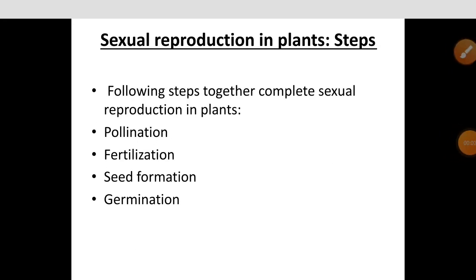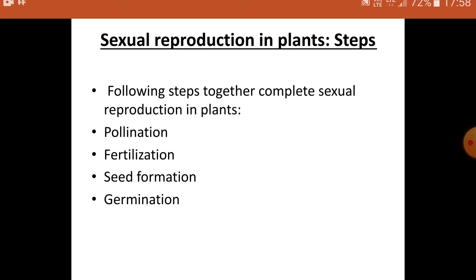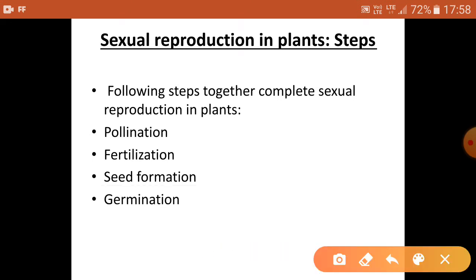Good morning, students. Today we will discuss sexual reproduction in plants. There are various steps involved in sexual reproduction in plants. The major steps are pollination, followed by fertilization, then seed formation. Once the seed gets favorable and appropriate conditions to grow, like sunlight, moisture, and soil, it will definitely germinate, by the process of germination. So, these are the steps involved in sexual reproduction.